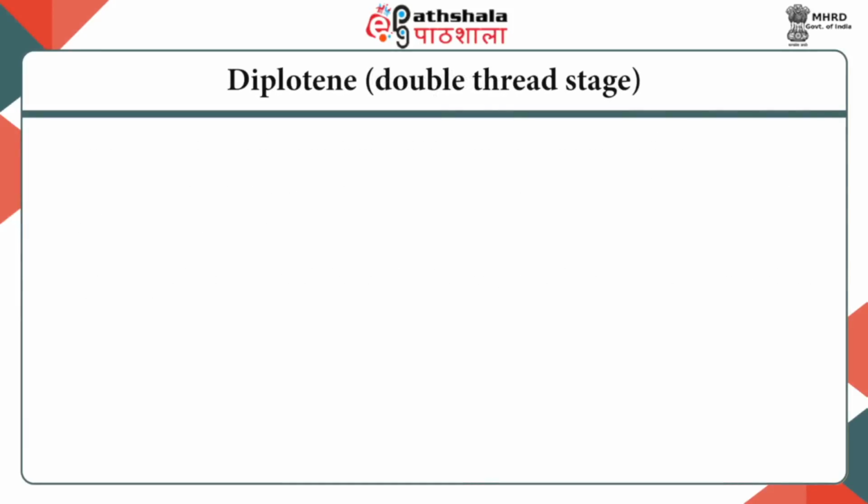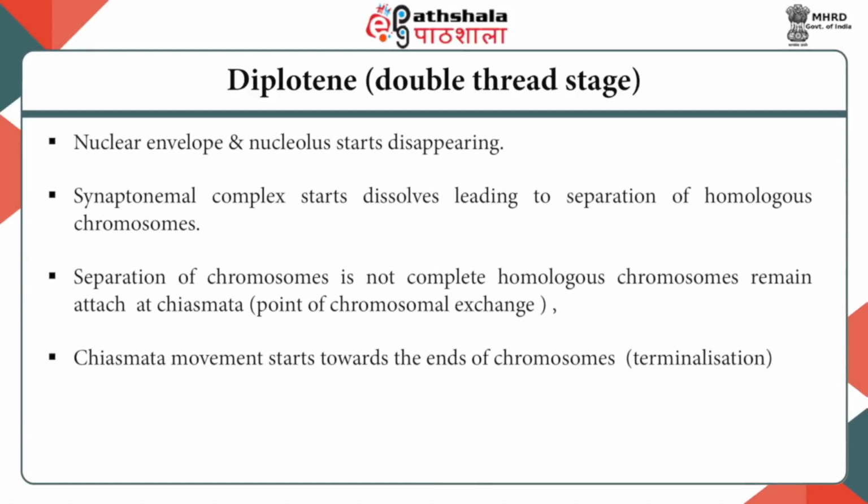Next stage is diplotene, which is marked by dissolution of the synaptonemal complex, leaving chromosomes attached at specific points known as chiasmata. Singularly, we usually say chiasma. Chiasmata depict the site on chromosome where crossing over has taken place. These chiasmata are made more visible by a tendency for homologous chromosomes to separate from one another at the diplotene stage. Nuclear envelope and nucleolus also start disappearing in this stage, and the chiasmata also start moving towards the end of the chromosome.